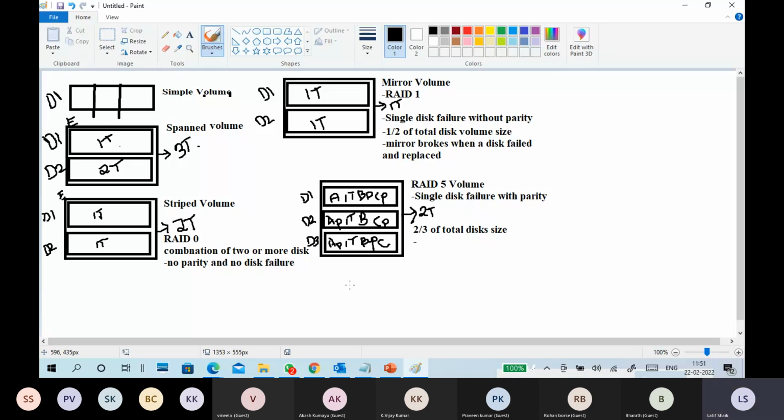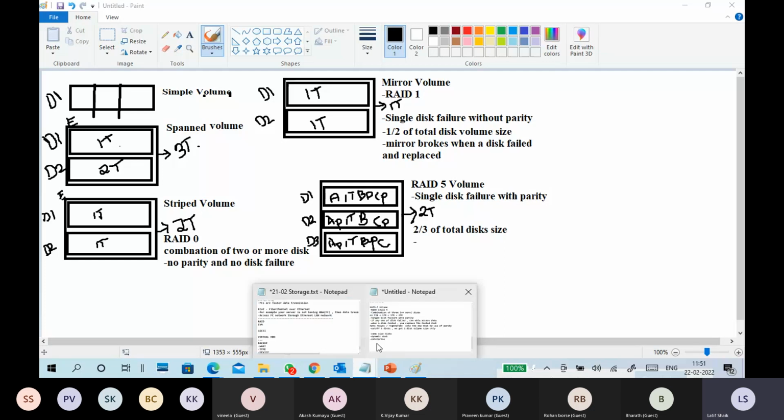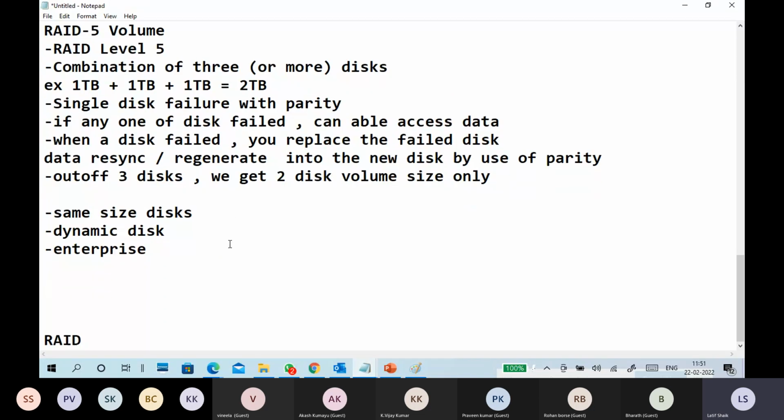What is the advantage of parity bits? If a disk fails, when you replace the disk with a new disk, data will automatically be regenerated. That is the use of parity. That's why RAID 5 is enterprise level RAID. Okay, next. So these are the 5 levels of RAID.